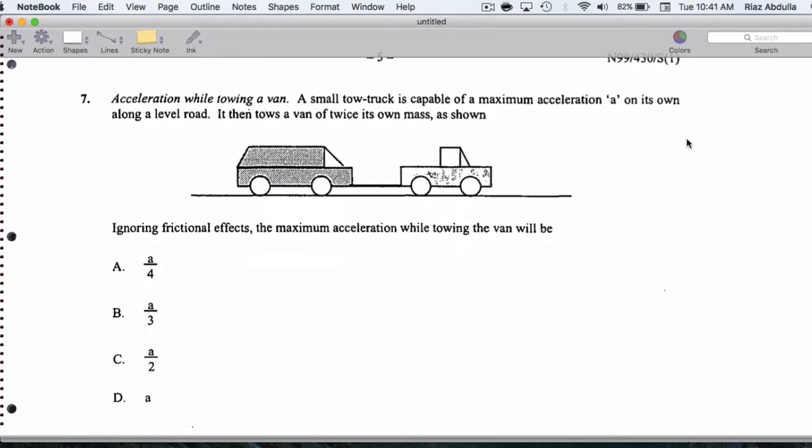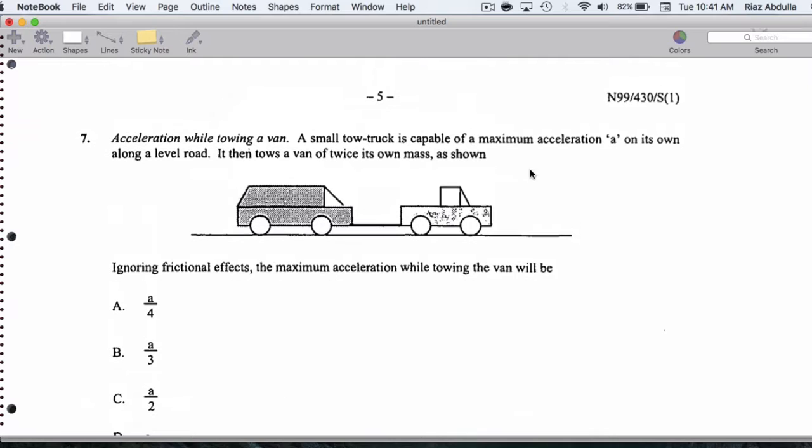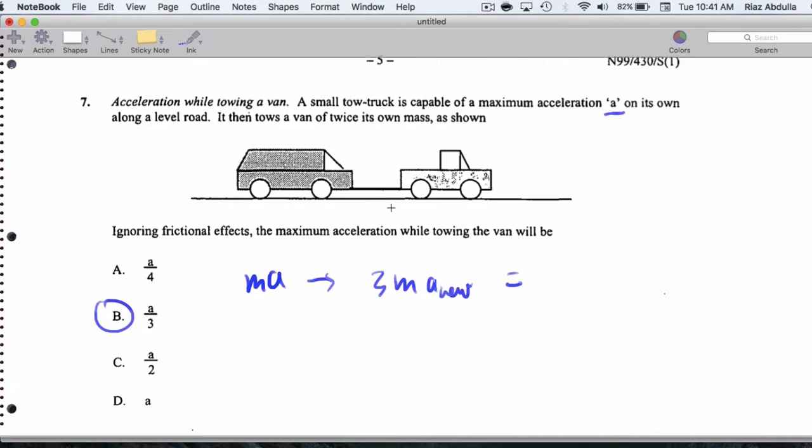Continuing on. Number 7. We want to know the acceleration while towing the van. So it can give a on its own. So the force is ma, this net force on it. And now we have 3m when we want to know what a new is. So that ends up being a third.